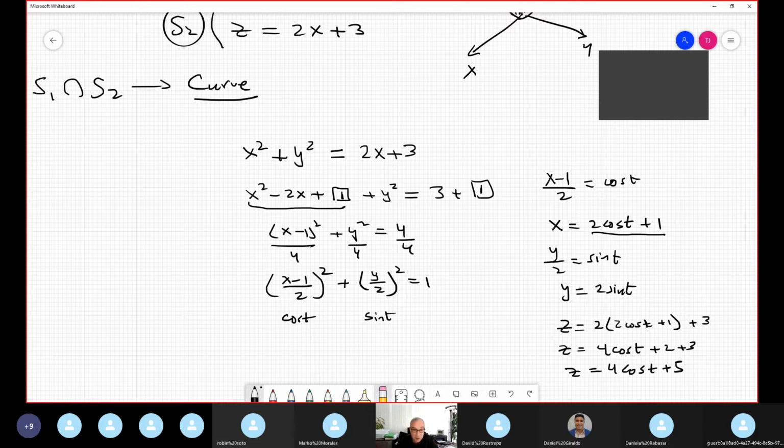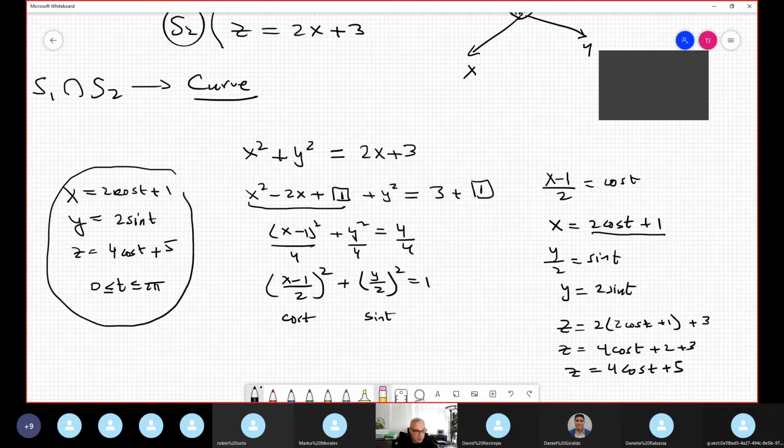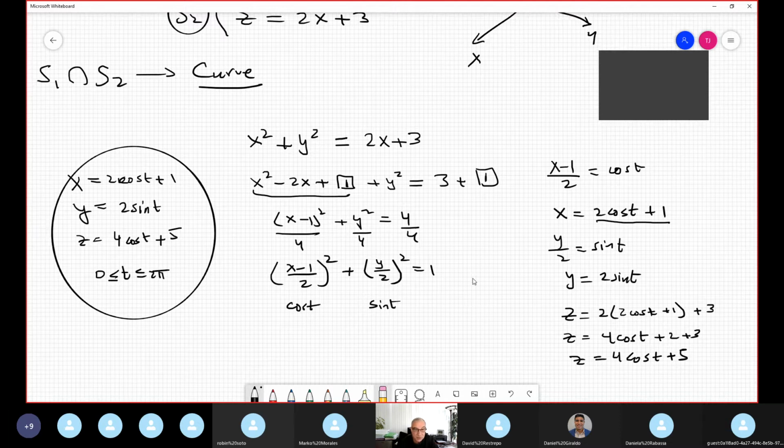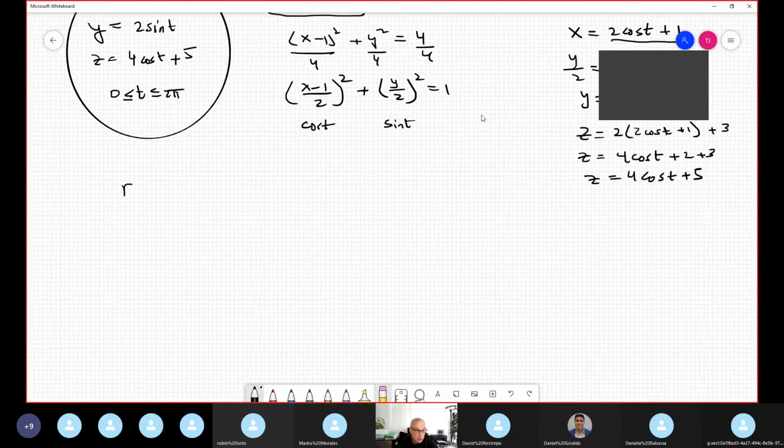Let me summarize. The parametric equations for our curve are x equal to 2 cosine t plus 1, y is equal to 2 sine t, and z is equal to 4 cosine t plus 5. And the t variable goes from 0 to 2 pi because it's a closed curve. This is the parametrization, and you can express it like a vector. r of t is equal to, I want to express it directly like that, (1, 0, 5). This is r naught.